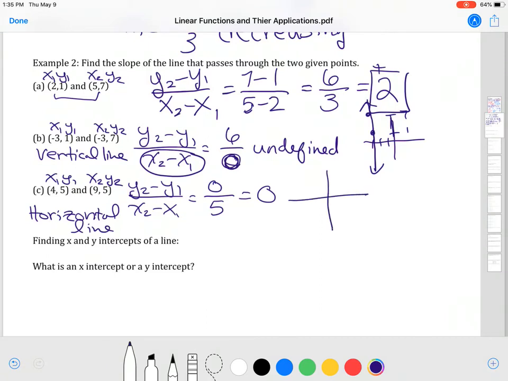So we can verify that by plotting our 2 points. If I plot the point 4, 5, so over 4, up 5, and then over to 9, and then up to 5 again, that gives me my horizontal line. So when you have a horizontal line, your slope is 0, there's no tilt. When you have a vertical line, your slope is undefined.